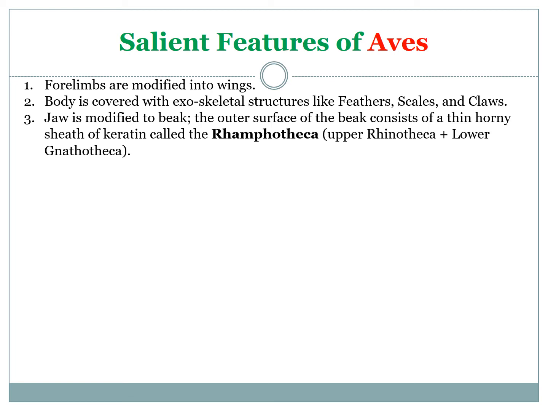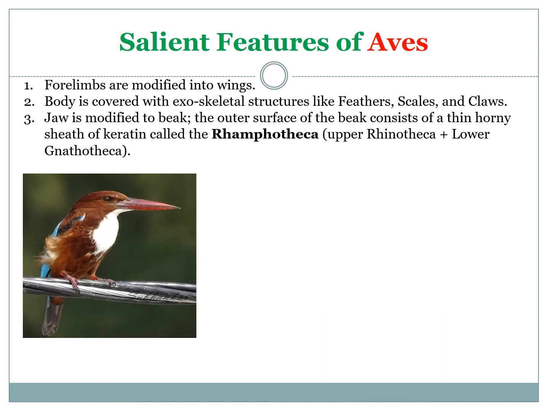The jaw of a bird remains covered with a hard surface of keratin, which is collectively called a rhamphotheca. The upper portion of the rhamphotheca is called the rhinotheca, and the lower half is called the gnathotheca. Here is an example of rhamphotheca in a kingfisher.